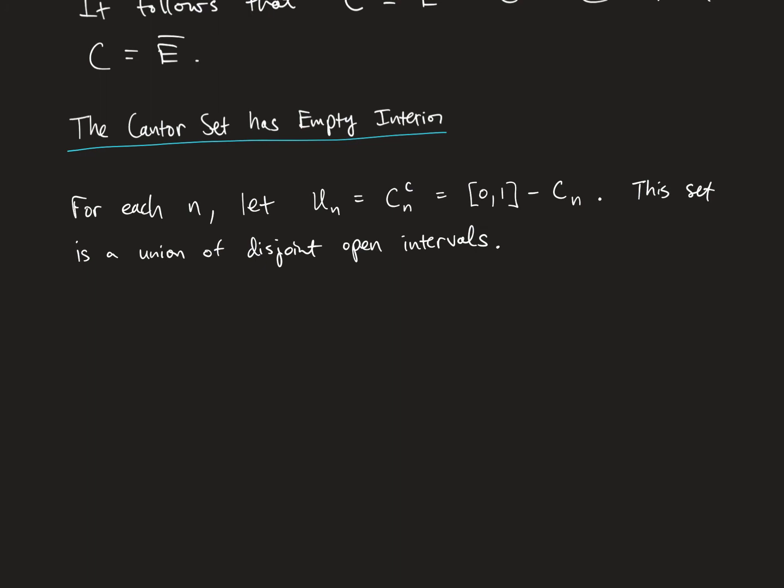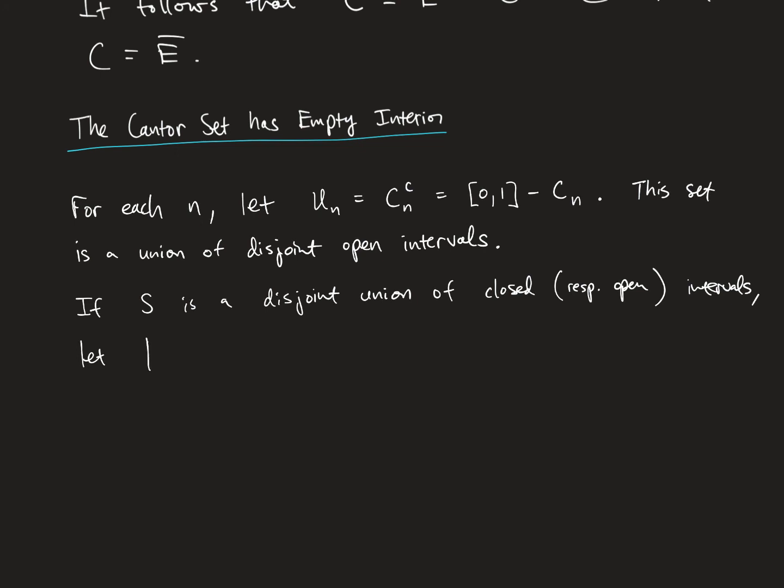And I want to talk about the length of these sets. So we'll just define a rough notion of length for unions of disjoint intervals. If S is a set which is a disjoint union of intervals, let's say closed, respectively open, so they can either all be disjoint closed intervals or disjoint open intervals, let absolute value of S denote the sum of the lengths of the intervals which constitute S.